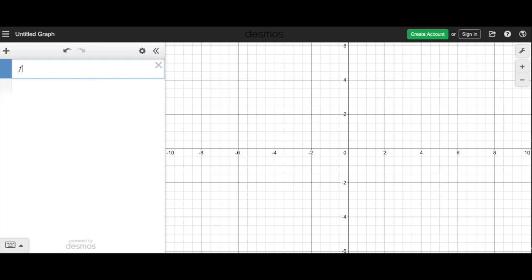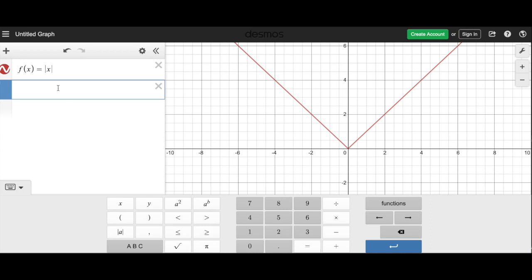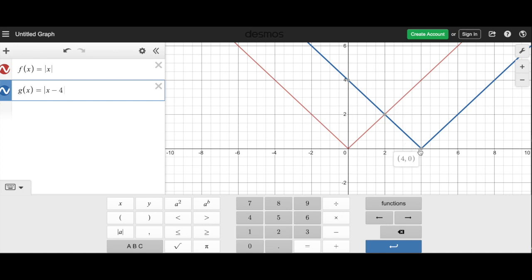I'm going to put in our parent function, which is f of x equal to the absolute value of x. And down below, I'm also going to put in our function g of x is equal to the absolute value of x minus 4. And you can see as we built it here that our points are the same. Every point is just shifted to the right 4 units.